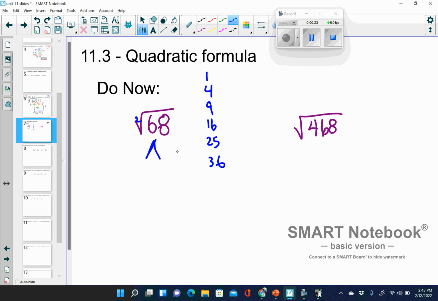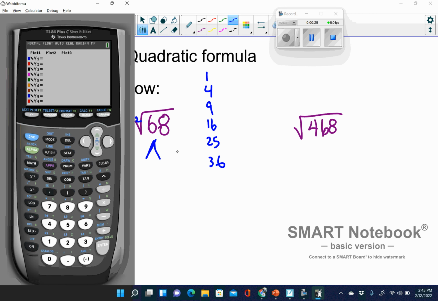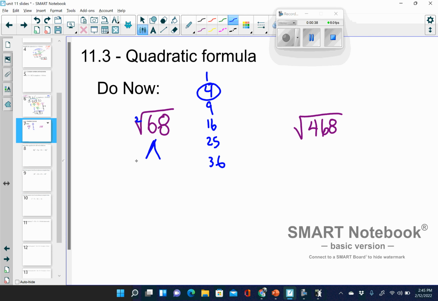If I take my calculator and I go 68 divided by 36, it's not going to give me a whole number. It's going to give me like 1.88888. So I tried 25. That's not going to work. The biggest number in this list that works is 4. So I can break 68 into the square root of 4 times the square root of 17. Square root of 4 is 2. And then the radical 17 can't be broken down further, so it's 2 radical 17.